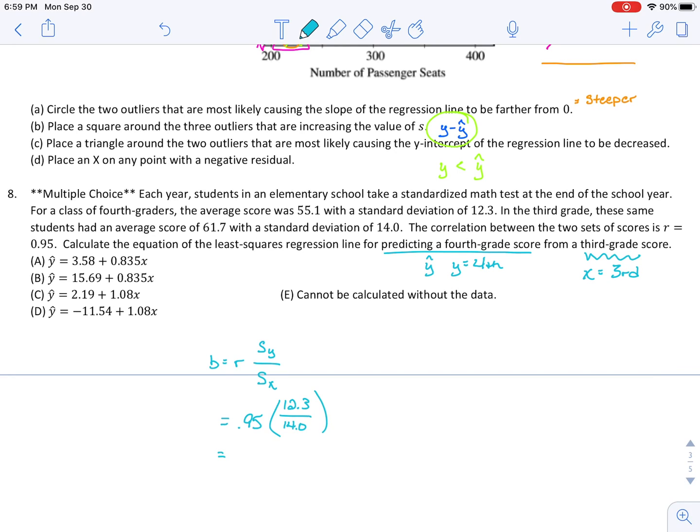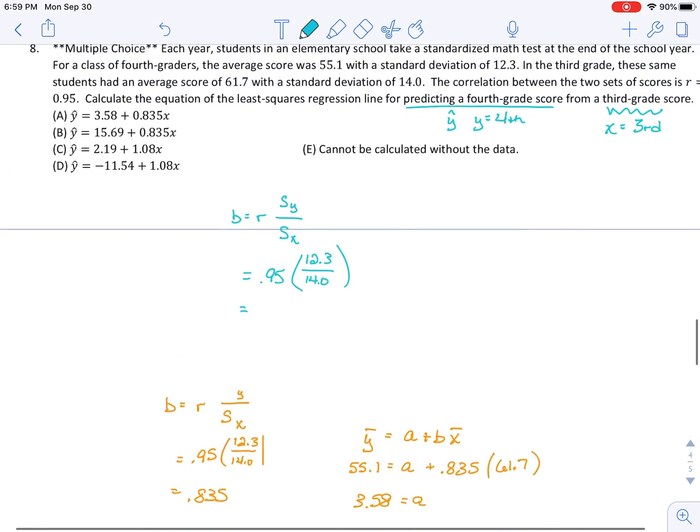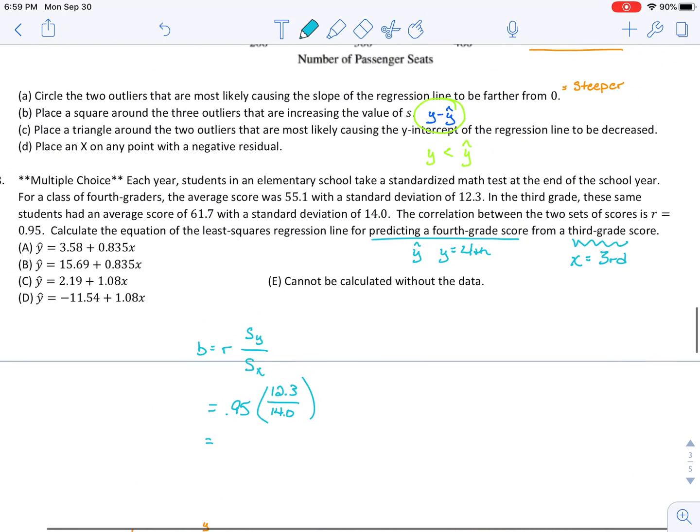So when I did it earlier and then screwed up making the video, I got 0.835 out of that. So I now know the slope of our line. So now we know it's either A or B because those are the only two that have our slope as 0.835. So next I'm going to go to find my y-intercept.